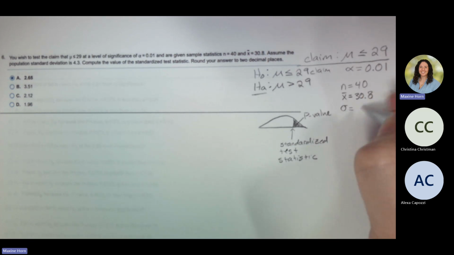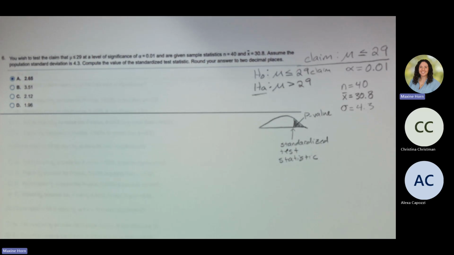Okay, and then they give us a bunch of other stuff. They give us that the sample size is 40. They give us that our sample mean is 30.8. And they give us that our population standard deviation is 4.3. Okay, so first, let's go ahead and do this by hand.